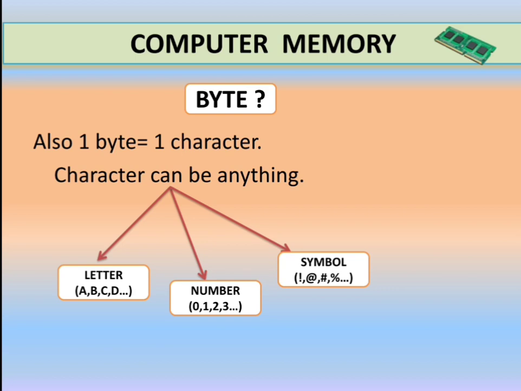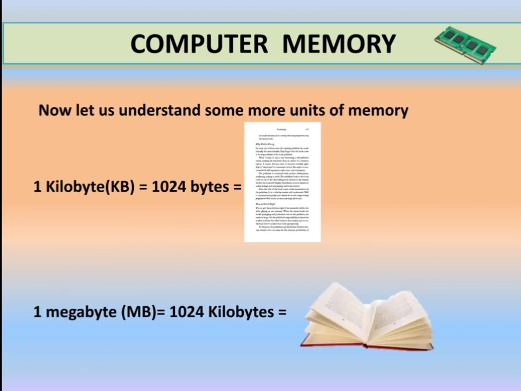Alright, so this is about a byte. Now let us understand some more units of memory. 1 kilobyte is equal to 1024 bytes. It is approximately equal to 1 page of your textbook. In a single page of your textbook there might be approximately 1024 characters written, so to store that 1 page it will require 1 kilobyte of memory.